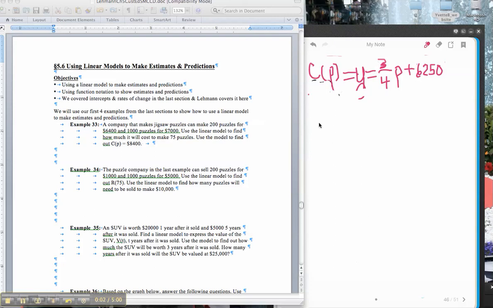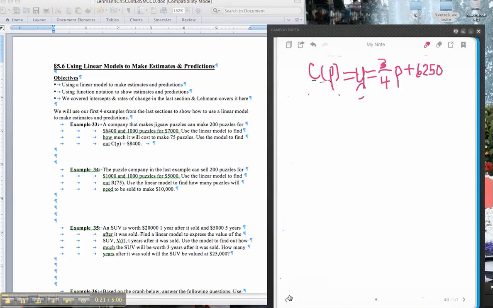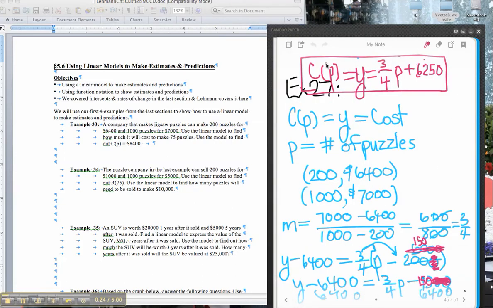Alright, so section 5.6, using linear models to make estimates and predictions. We're going to be going back to the examples 27, 28, 29, and 30 that we did back in the last section 5.5. Now, we're going to be looking at a company that makes jigsaw puzzles that can make 200 puzzles for $6,400 and 1,000 puzzles for $7,000.